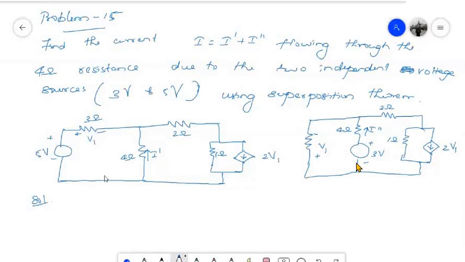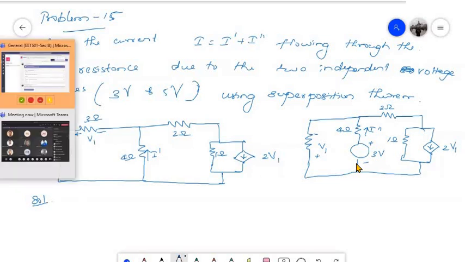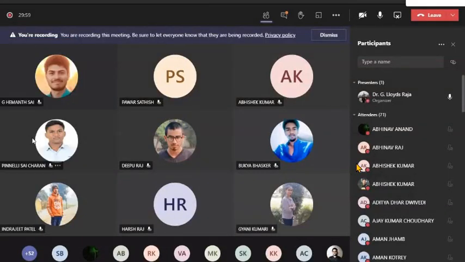Now let us take up the first circuit. You can do the nodal analysis. You can find the current flowing through this 4 ohm resistance, that is I dash. And then you come back to the second circuit, find the current I double dash, and then ultimately you can find I dash plus I double dash. Let me see if there is any question. No question, so I am proceeding further.